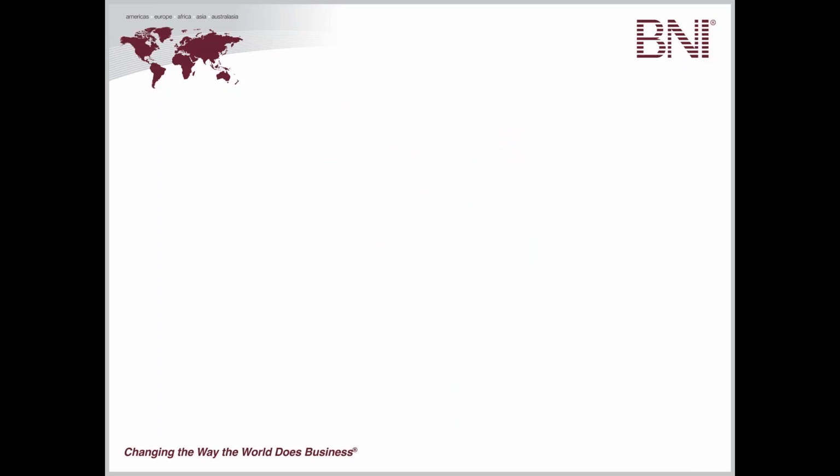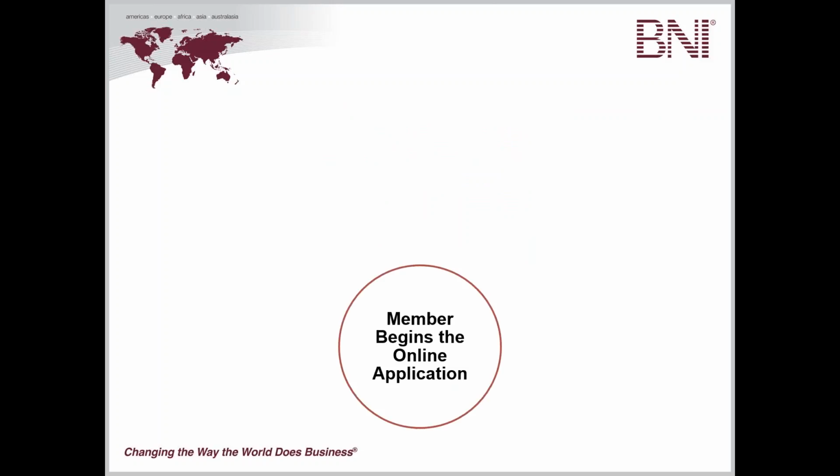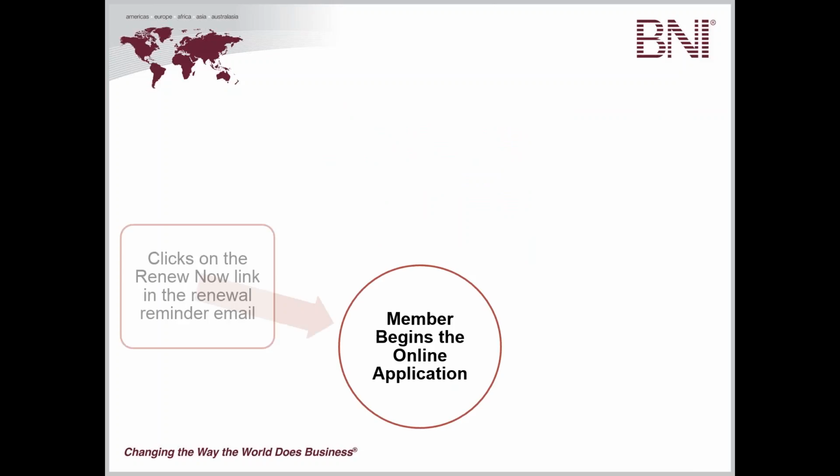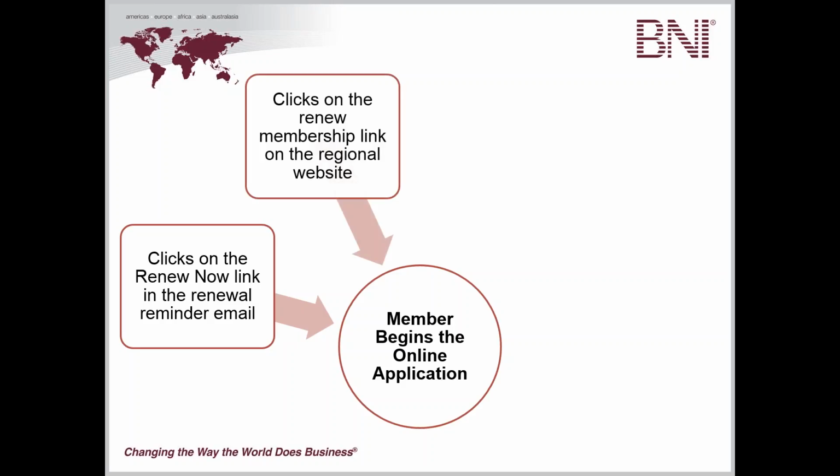Now, from a member perspective, there are a number of different ways that a member can start this renewal process. The first of which is they get a renewal reminder, usually 60 days before they are due for renewal. So anybody that is due in November would have gotten that notification in September saying, hey, you're due for renewal in 60 days. Would you like to start that renewal process now? Within that renewal reminder is a link that they can click on in order to start that process.